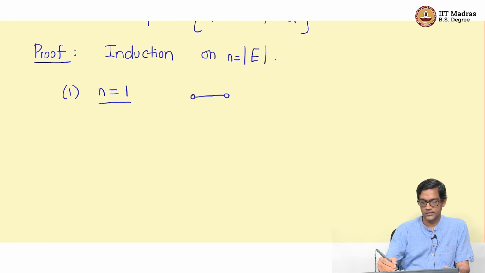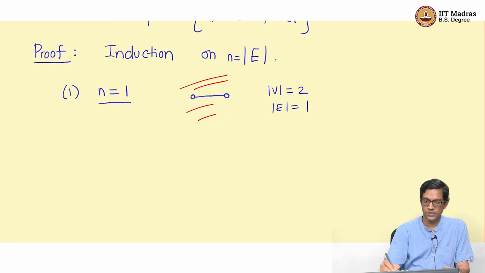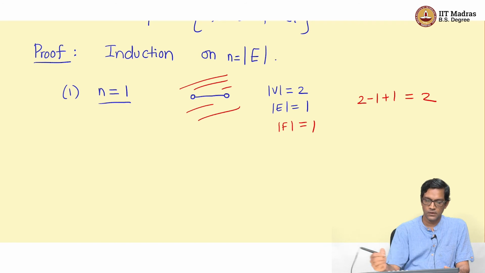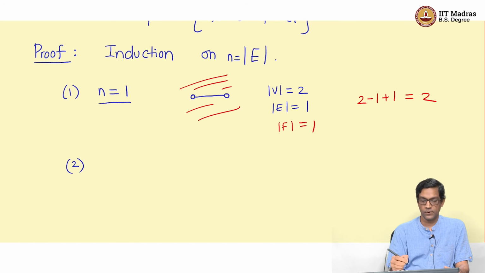And in this case, it's of course a tree, and the number of vertices is 2, edges is 1, and faces of course is just 1, the one exterior face. So this is 2 as it should be. So we have proved it in the case of n equals 1, number of edges equals 1.